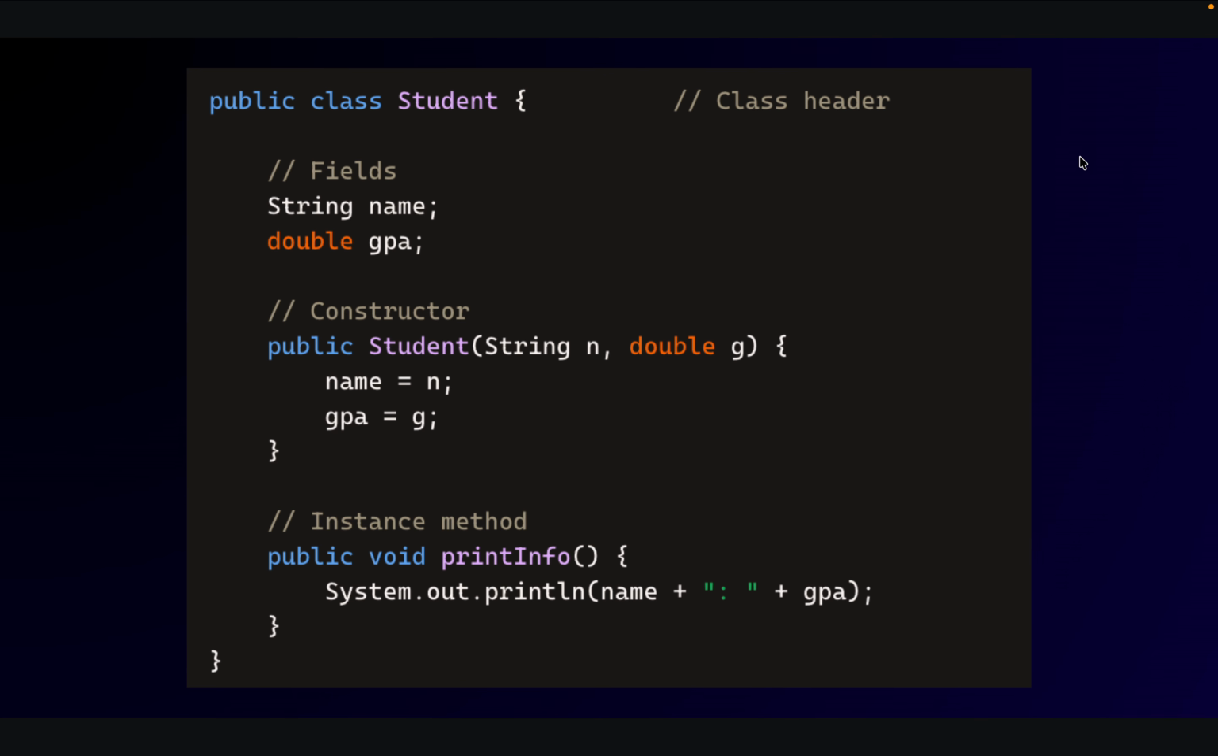And once that student is created, the student will then have a name and a GPA associated with it. The last thing we have is an instance method, which is a method that we can use within the class to do some sort of operation. So this is an example of a class, but as we work forward, we will continue to make more advanced classes.